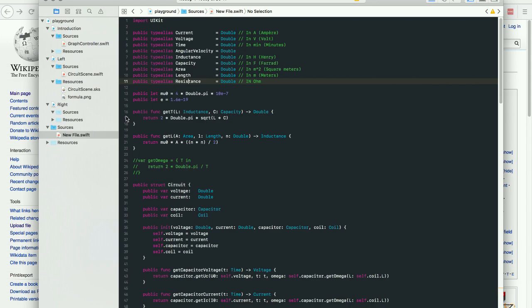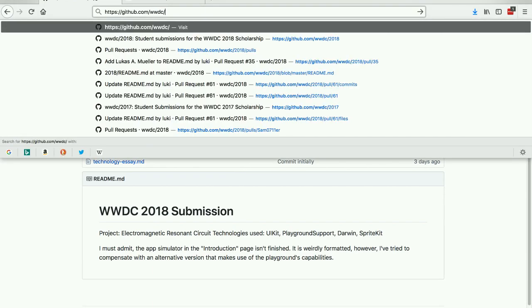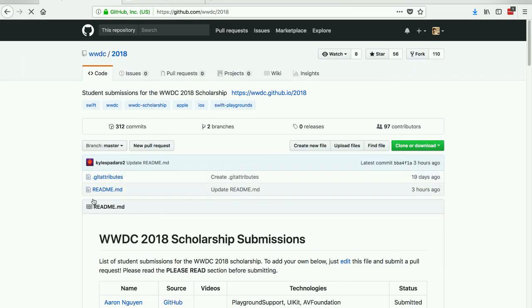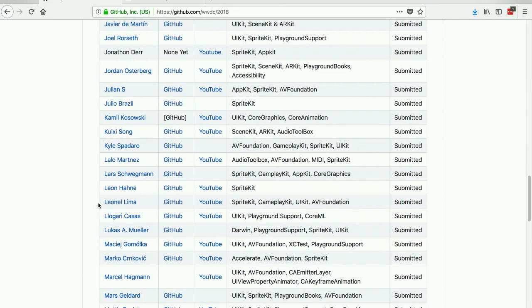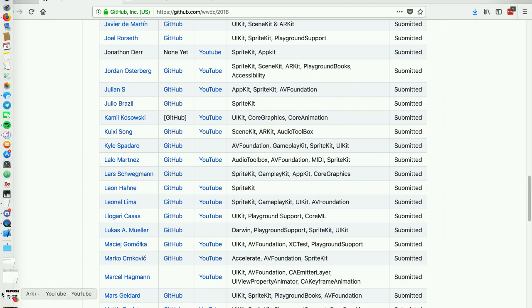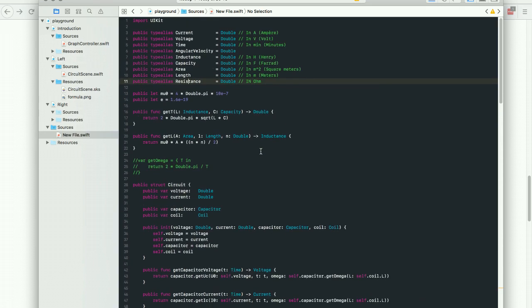I'm also going to add all of this to the WWDC 2018 repository. I'm actually on it. I haven't uploaded a video yet. If you scroll down here, that's me. So that will be where my YouTube video is going to be. Exactly, so check out the playground if you're interested in code.